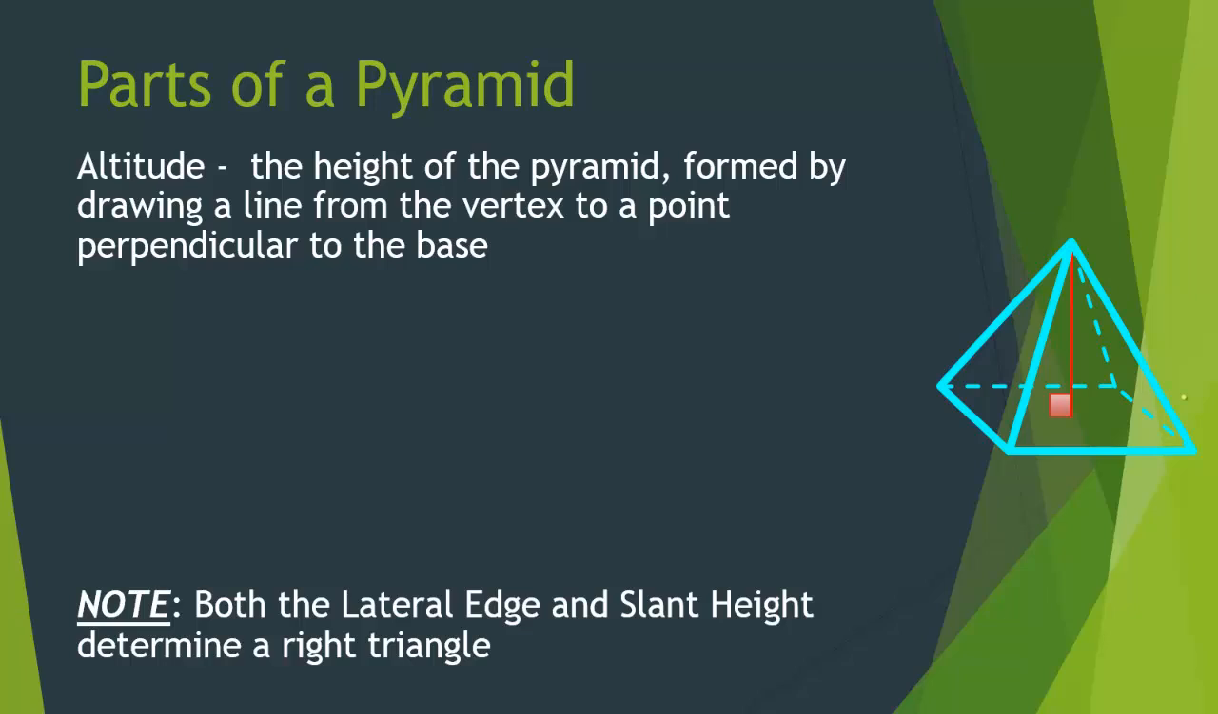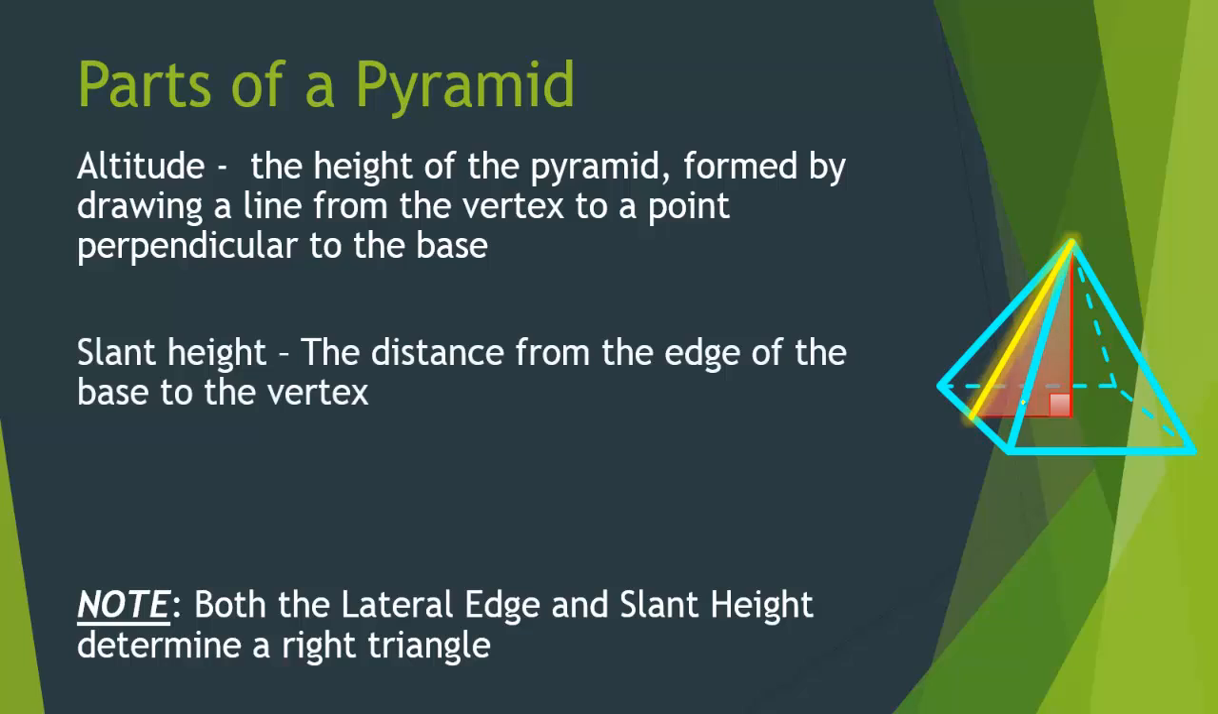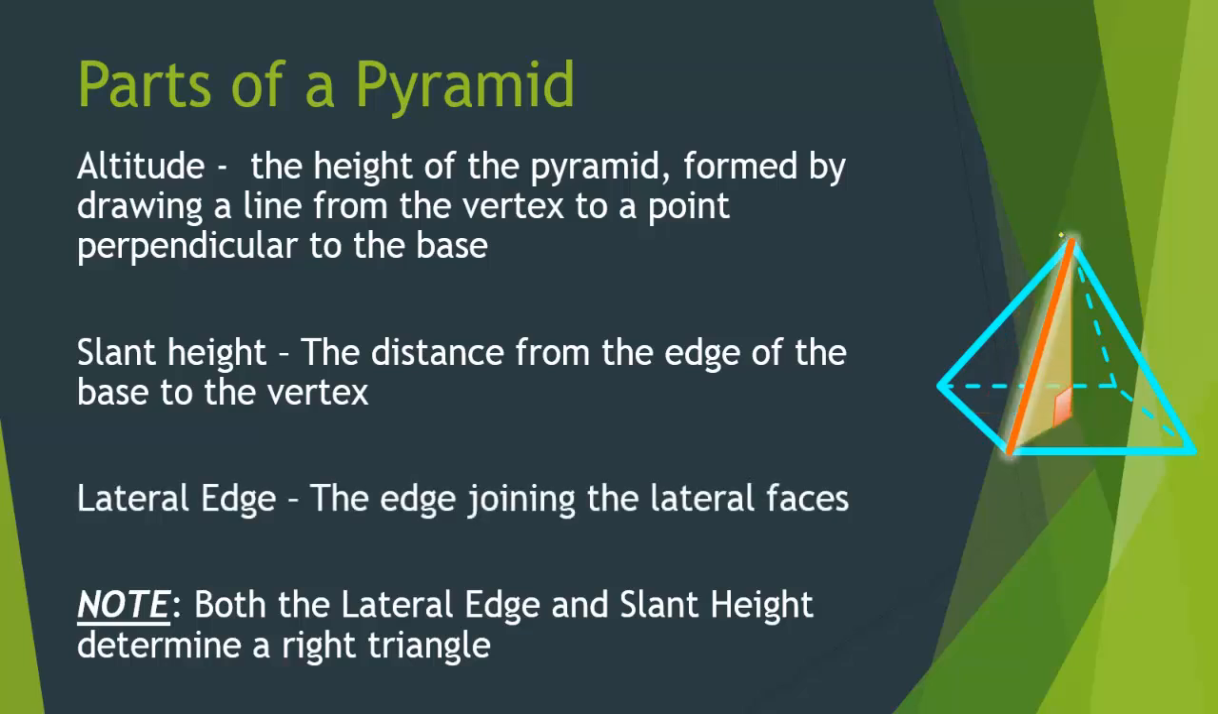Altitude, that's the height of the pyramid, formed by drawing a line from the vertex to a point perpendicular to the base. Slant height is a distance from the edge of the base to the vertex. So here's the edge of the base, here's the vertex, that's slant height, okay? So we'll move that out of there so we can move on to lateral edge, and that would be the edge joining the lateral faces.